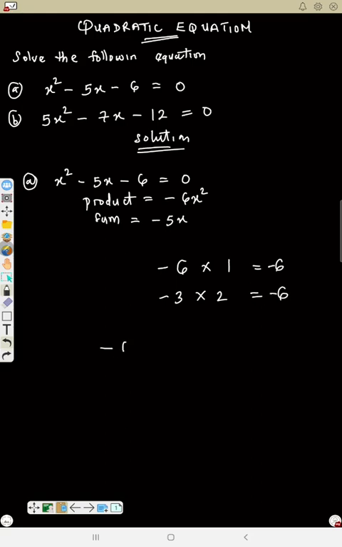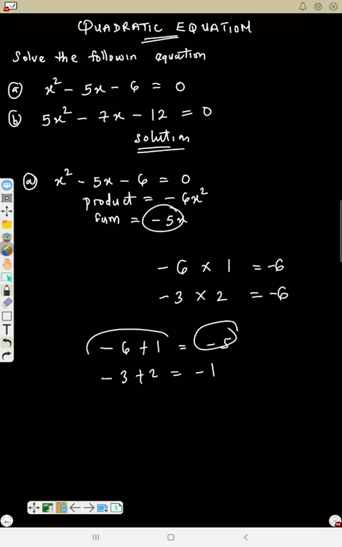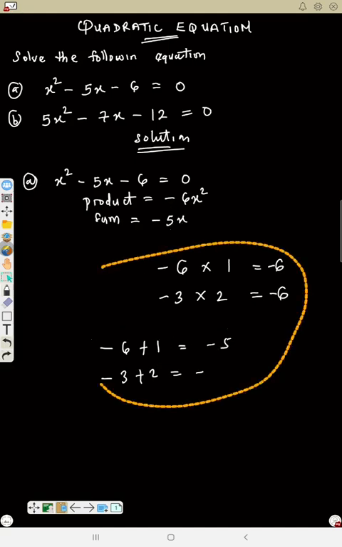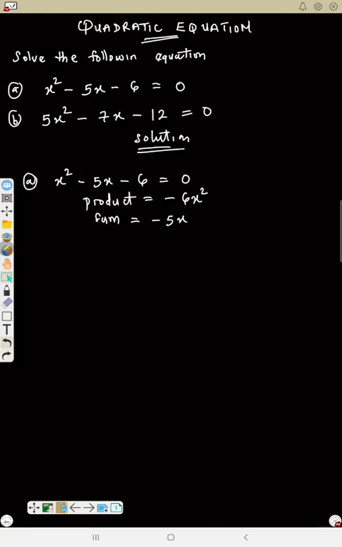But if we add minus 6 plus 1, it gives us minus 5. That's why we are putting minus here. Again, minus 3 plus 2 will give us minus 1. But now, which one are we going to use? Our sum is minus 5, so we are going to use this one, minus 6 plus 1. So that means our two numbers are minus 6 and plus 1.